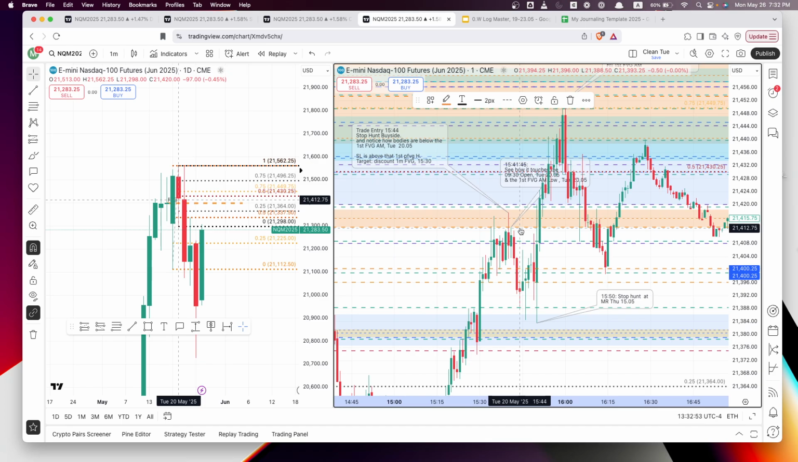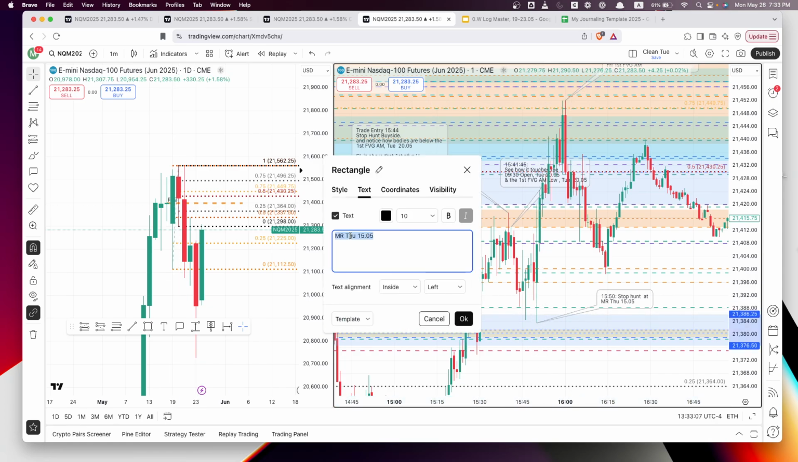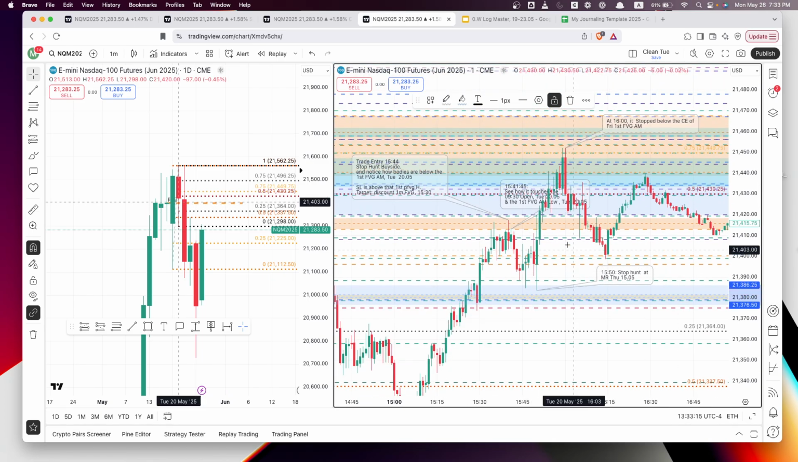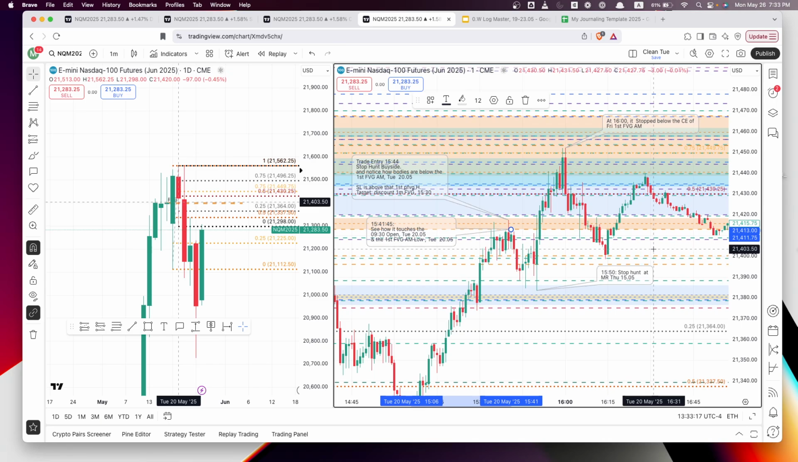So 1412 to 1393. That's like around 20 handles. That's enough of a move. And then 1550, notice how price finds support at the midnight range. So this is the time between 00 and 0030. Takes a stop hunt. We're into like an order block. And then price goes higher.